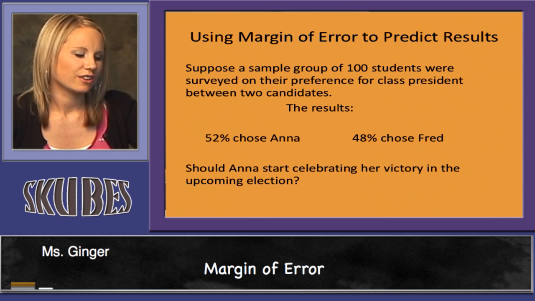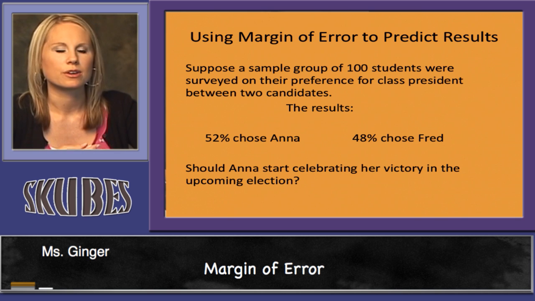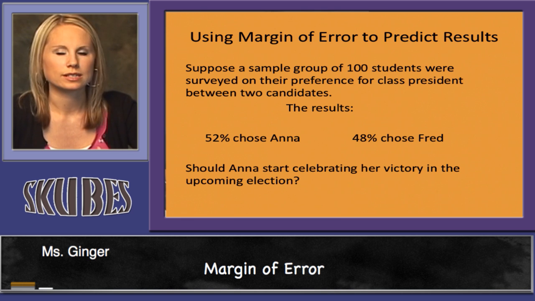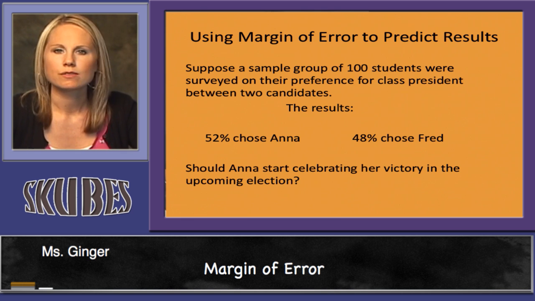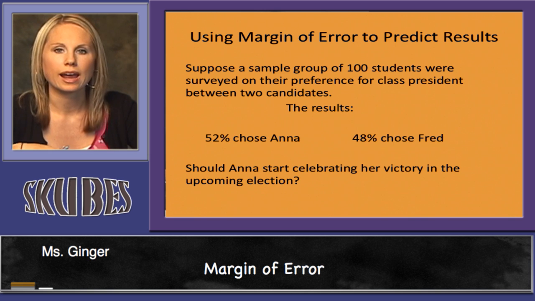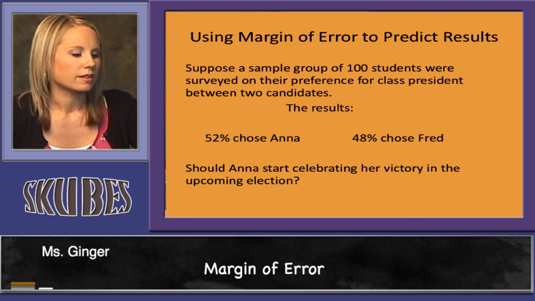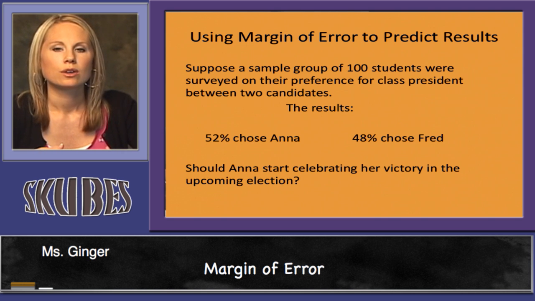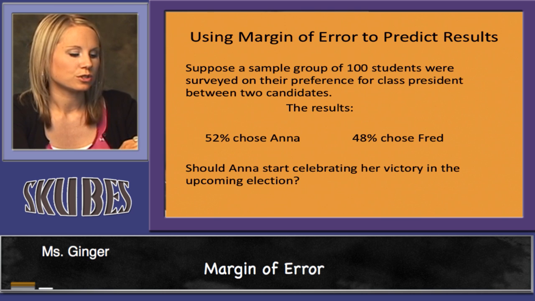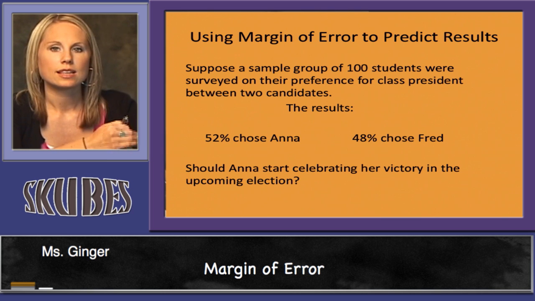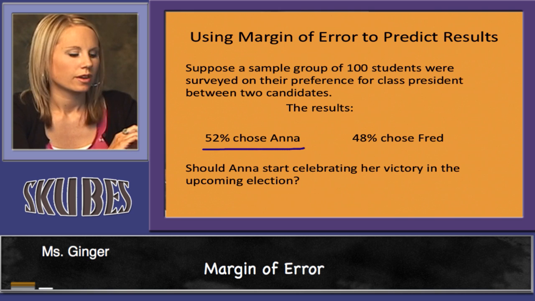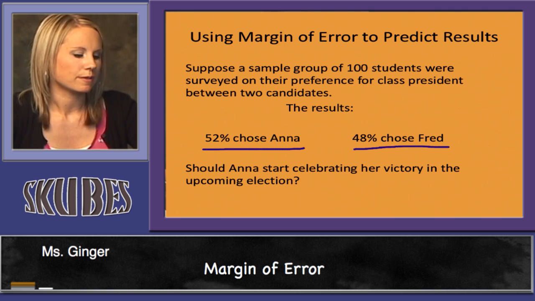Okay, so let's take a look and see how we can use this in a real world scenario. Let's suppose that we are going to have an election at our school for class president in a few days, but we want to take a survey among the students to see if we can predict what's going to happen in that election. Let's say that we sample a group of 100 students and ask them for their preference on class president, and it's between two candidates, Anna and Fred. Let's say that on the survey before the election, the results were as follows: 52% of our students preferred Anna, and 48% preferred Fred.